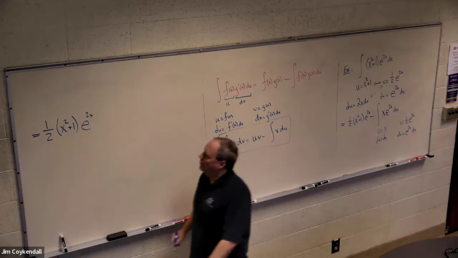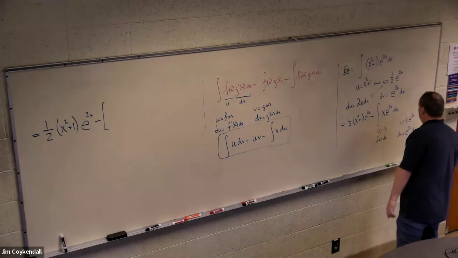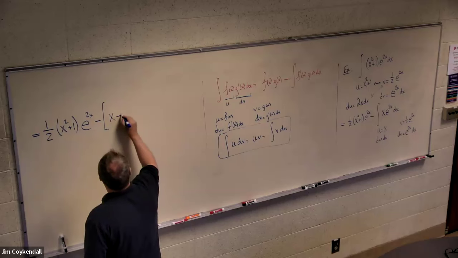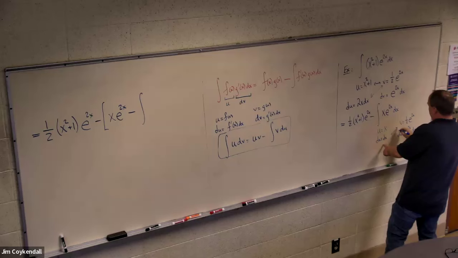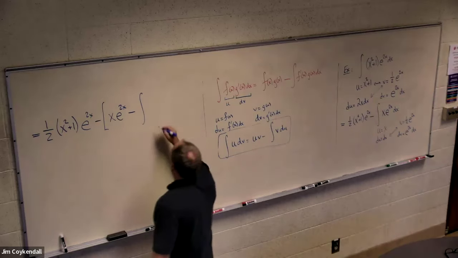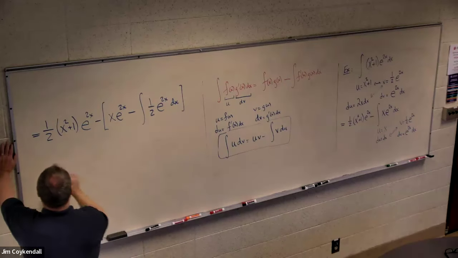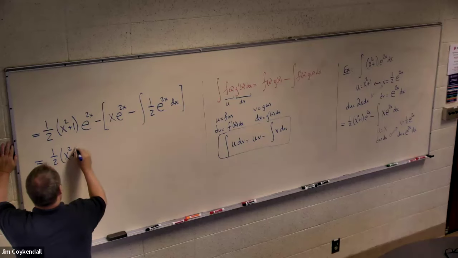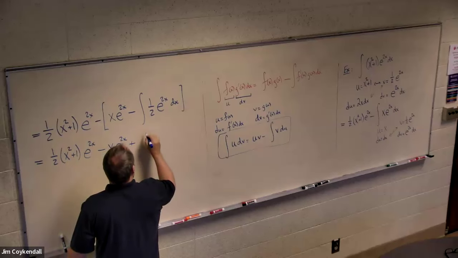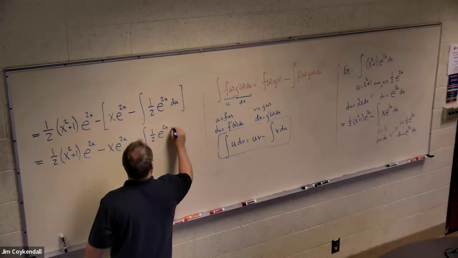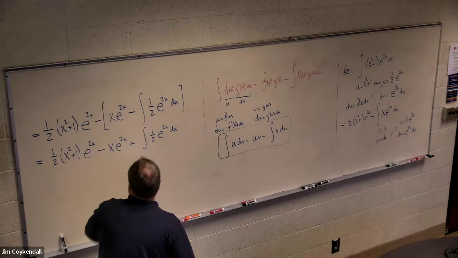Don't forget that minus. You've got to be real careful with parts because of that minus. Make sure that you're good with the equal here. It should be the product of these two, x e to the 2x, minus the integral. The integral this time is the product of these two, 1/2 e to the 2x. So I get 1/2 x squared plus 1 times e to the 2x minus x e to the 2x plus the integral of 1/2 e to the 2x. And in my last step here, it's going to end up.